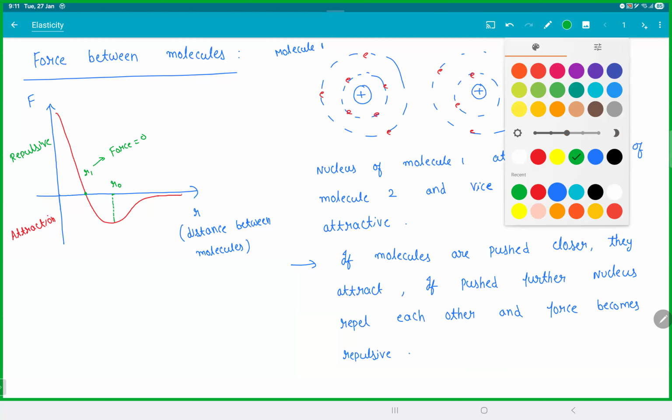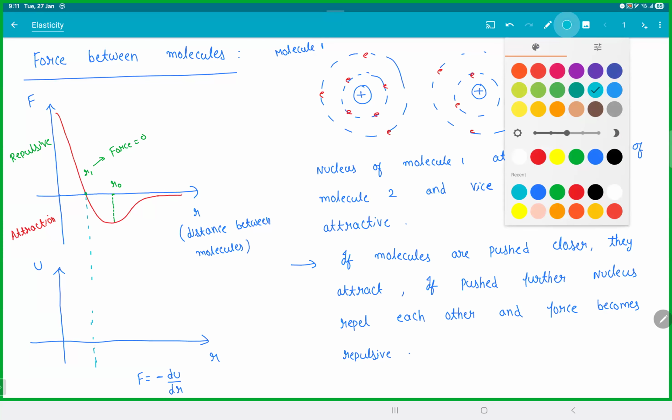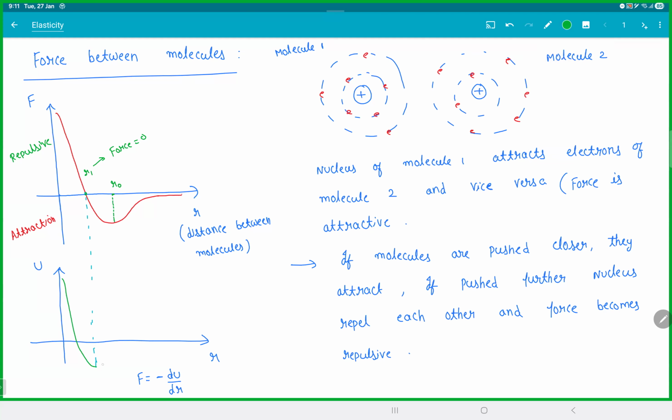Right? And if you try to plot a potential energy graph for this, a U versus R graph, hope you remember F is equal to minus dU by dR. So the position where the slope is zero, that is your force. So in this case, the graph would look something like this, and the minimum will occur here. This is the point where your energy is minimum, and that's what we call bond length.